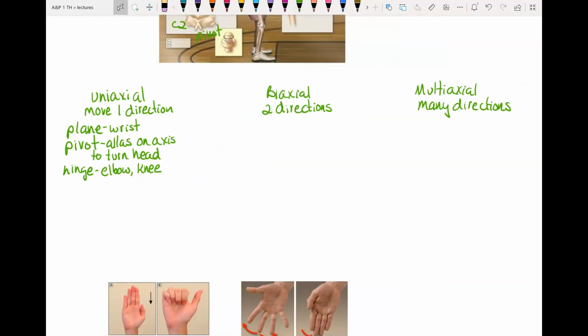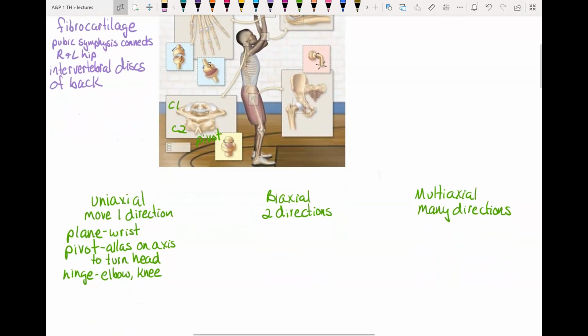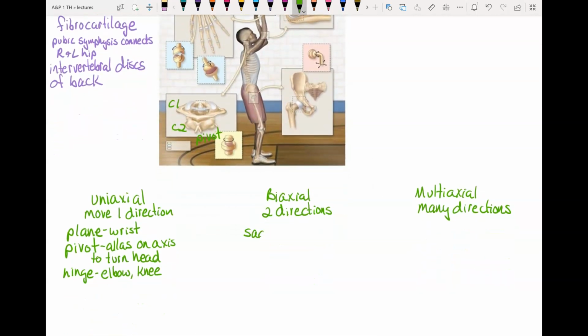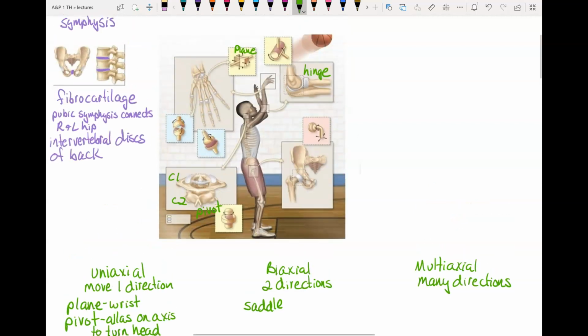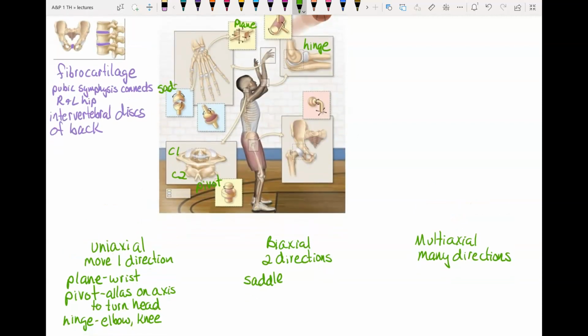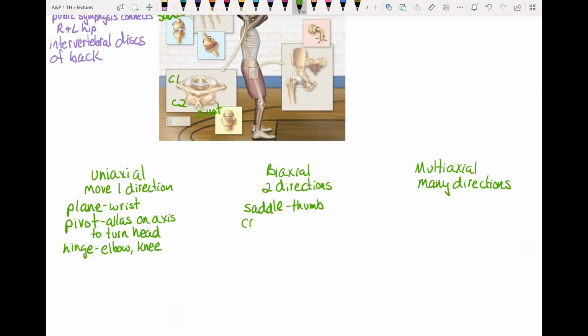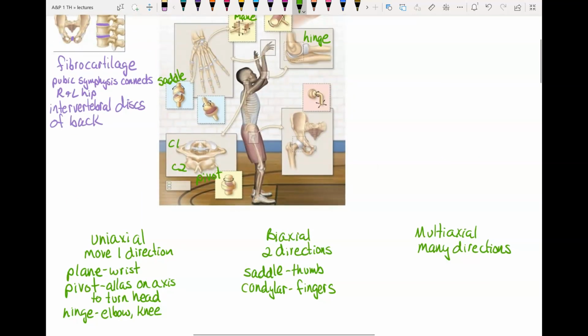Then we can move on to biaxial. These move in two directions. These are found in your hand. So we have the saddle joint, which is right here. This is your thumb. And we have the condylar, which is in your fingers. So this one is the condylar. So these move in two directions.